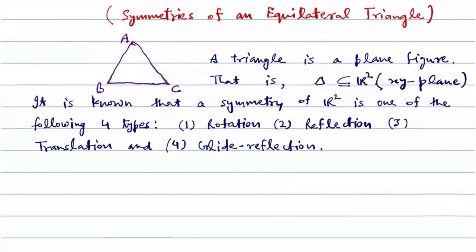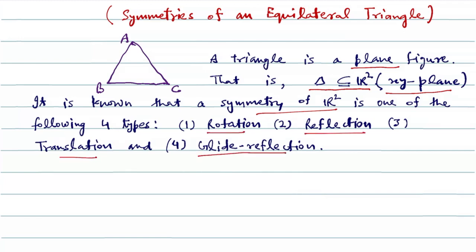Let us consider symmetries of an equilateral triangle ABC. A triangle is a plane figure, so the triangle will be a subset of R square, that is geometrically the xy plane. It is known that a symmetry of R square is one of the following four types: rotation, reflection, translation, and glide reflection. So let us consider them one by one.